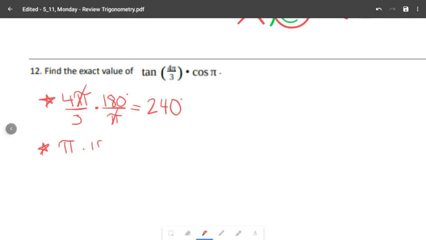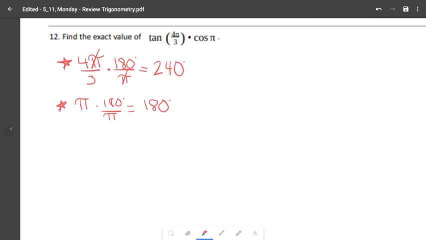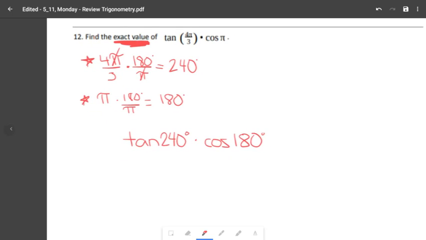And then pi multiply by 180 over pi, we get 180. So we are going to be looking for tangent of 240 times cosine of 180. Now, tangent of 240, if I go to plug that into my calculator, I get a decimal. This says exact value, which means at some point we are going to our chart.